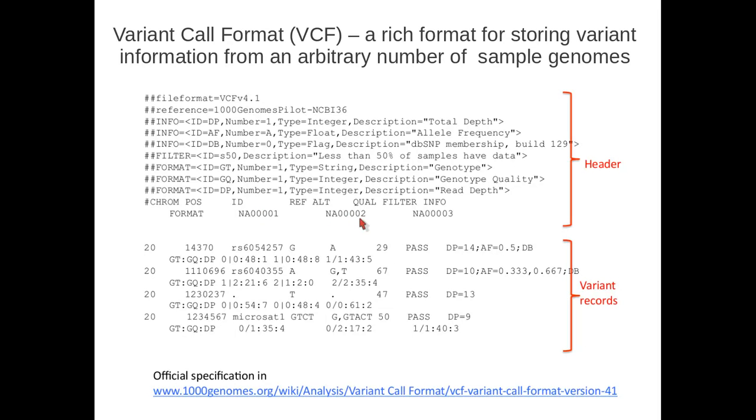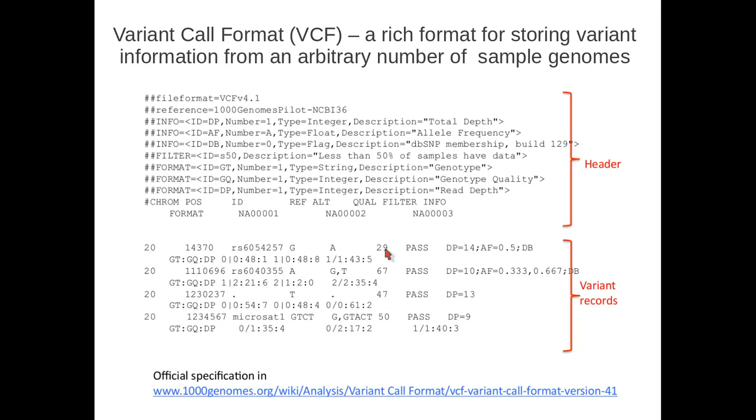Okay, three human genomes. Column 1 is chromosome, column 2 is position, the physical position of the nucleotide. Column 3 is the SNP identifier. rs6054257 is actually a name assigned to a particular SNP. So chromosome 20, position 14,370, and the name of the SNP. Here's the reference base, what's in the reference genome. The alternate base at this position is an A.